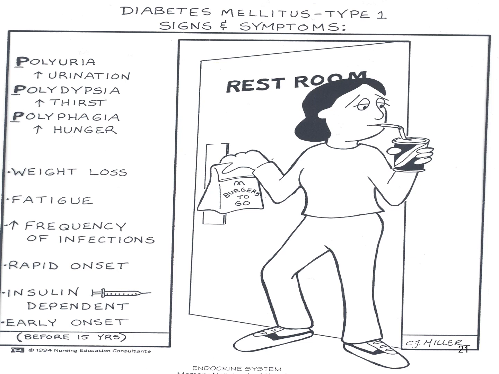So diabetes mellitus type 1, our signs and symptoms are going to be polyuria, polydipsia, and polyphagia, weight loss, fatigue, an increased frequency of infections. This is a rapid onset with diabetes type 1. They are insulin dependent, and it's an early onset too, typically before 15 years of age is what we see with that.